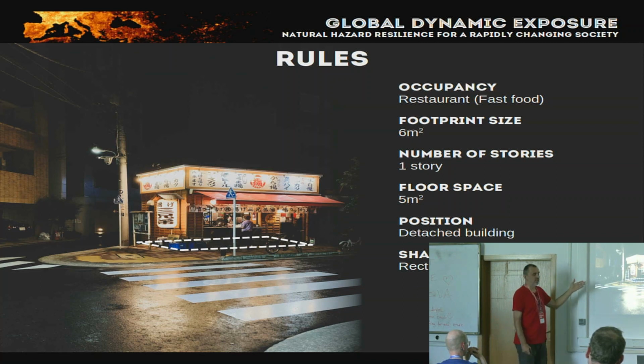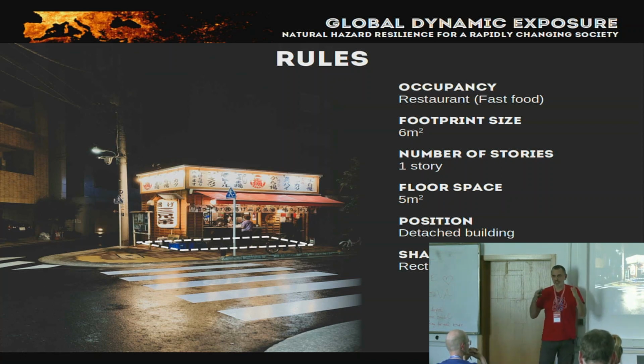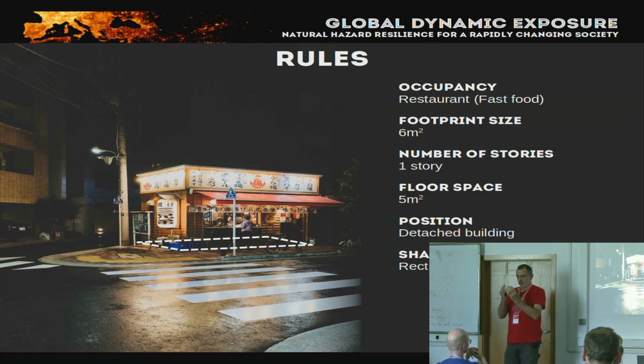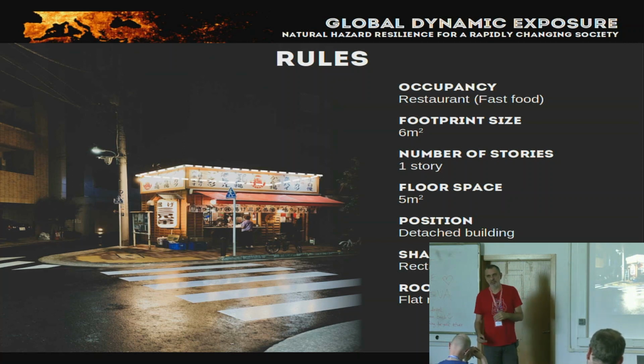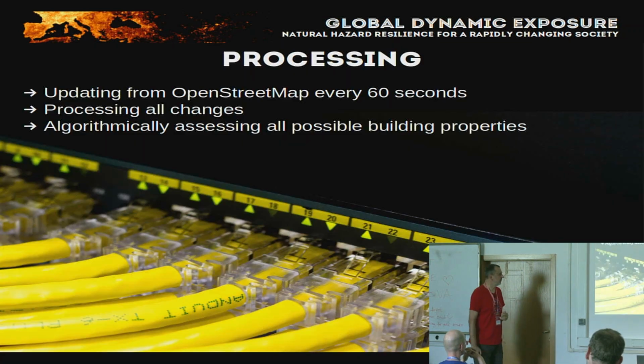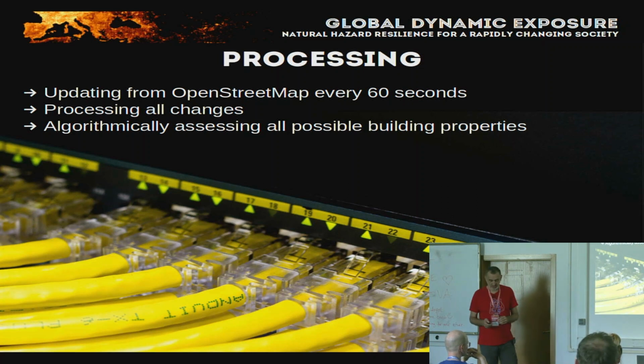The shape, in this case rectangular, gives us a lot of hints of what kind of type it could be. Also, rectangular buildings with only few corners have a better shaking behavior than buildings with a lot of corners where the stresses are accumulated. The roof shape is also a nice tool that can help us understanding what kind of epoch this building was built, and this tells us about the overall structure. The processing that we're doing is we update from OpenStreetMap every 60 seconds, and then we process all the changes, and with our rule-based engine, basically get all the building properties that we want.